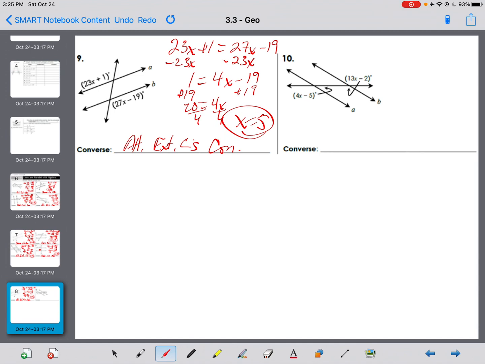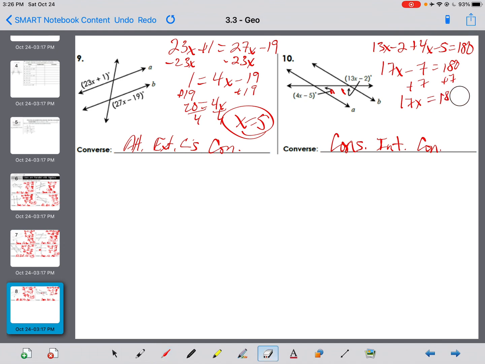And last, they are on the same side. This gets weird with the little arrow things where they point, but they're in here. So they're on the inside and they're on the same side. So that's consecutive interior converse. And when you deal with that, consecutives are supplementary, so they have to add to 180. So 13x minus 2 plus 4x minus 5 equals 180. 13x and 4x is 17x. Negative 2 and negative 5 is negative 7. We're going to add 7.